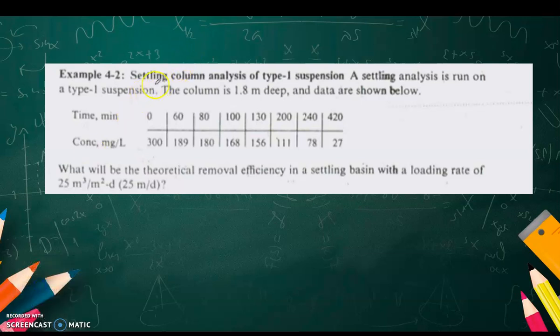the question is settling column analysis of type 1 suspension. So this is very important, type 1 suspension. Remember the settling has 4 types, so this is the first type, and then the column is 1.8 meter deep. So this is the data and this is the flow rate, the Q. Right, so let's have a look at the solution.